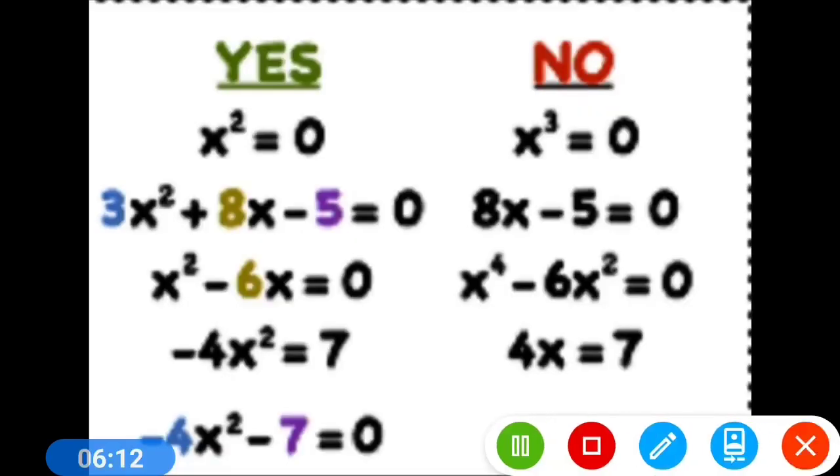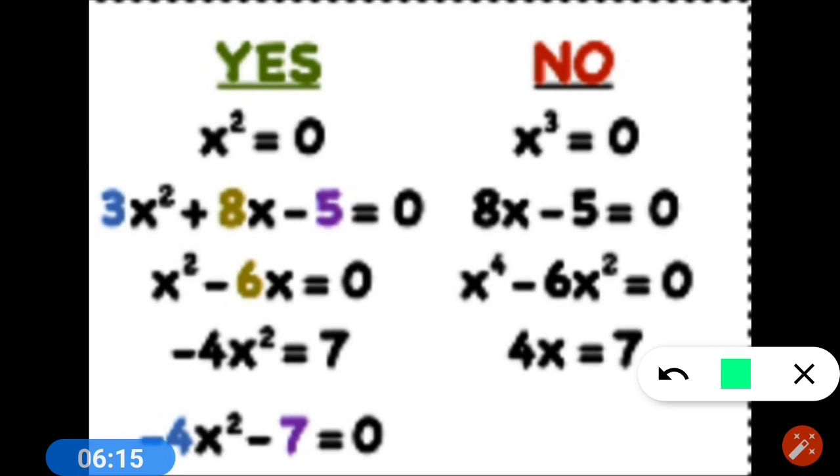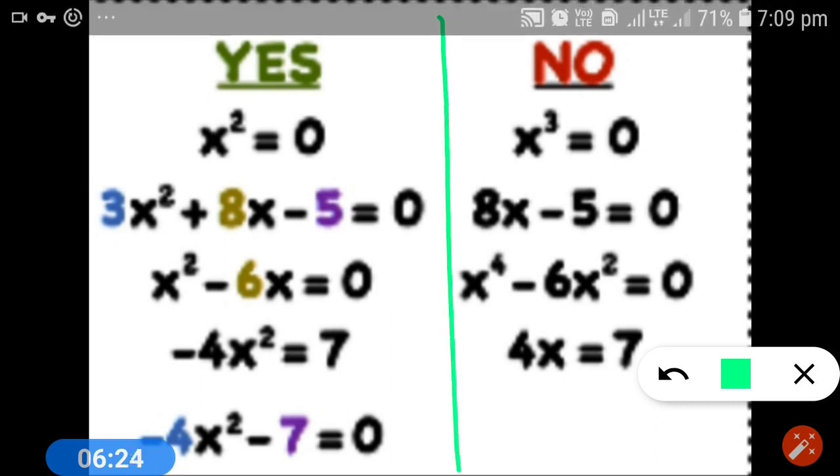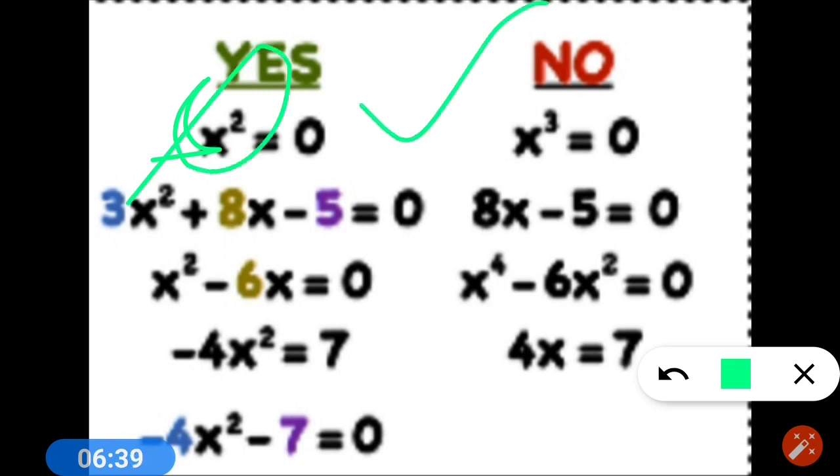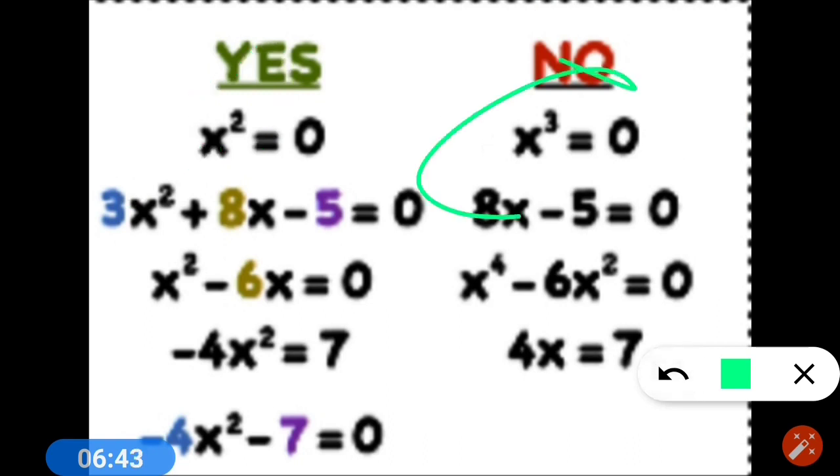Now we will see some more examples, and we have to just tell whether these are quadratic or not. This is already done here, but still we'll see. x square equal to 0: yes, because of the equal to sign it is an equation, and because the maximum power is 2, it is quadratic. So yes, it is quadratic. But here why is it not quadratic? x cube equal to 0. Here the degree is 3, that's why it is not quadratic.